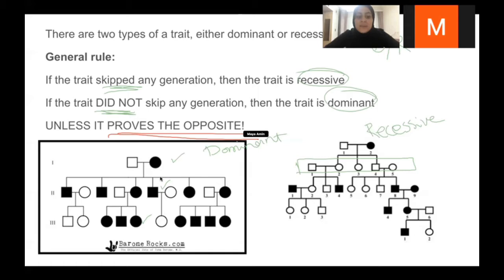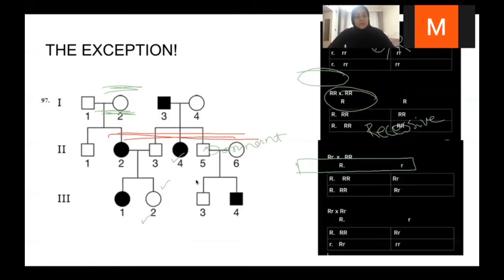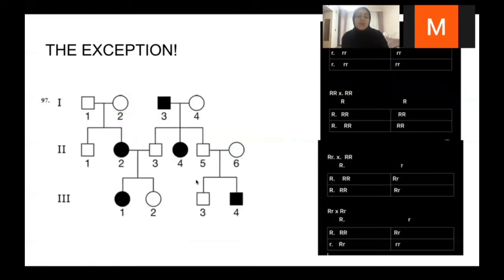This point is very important because sometimes a trait can be shown in all the generations, but still this trait is recessive. So how are we going to know whether this trait is recessive or dominant? Okay, so here, first we're going to know if this trait is dominant or recessive. Here, this trait appeared in the first, second, and third generation. This means that this trait is a dominant trait, okay? So let's check if it is really a dominant trait or a recessive trait.